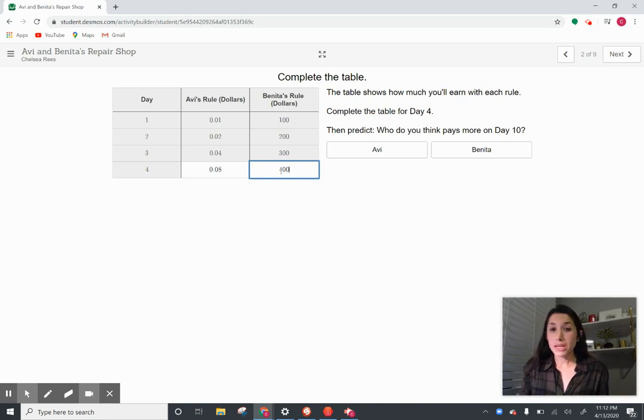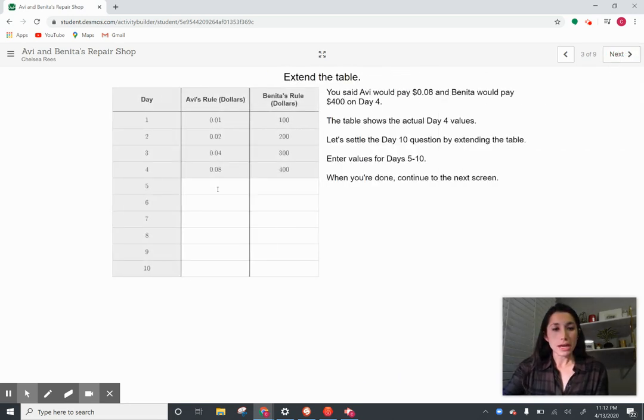Then you're just making a prediction. I'm not going to make a prediction, but who do you think will pay a higher rate on day 100? If you were to continue this table of values, continue this list, make a prediction. There are no right or wrong answers here. It's simply a prediction. On the next slide, you are going to then continue.